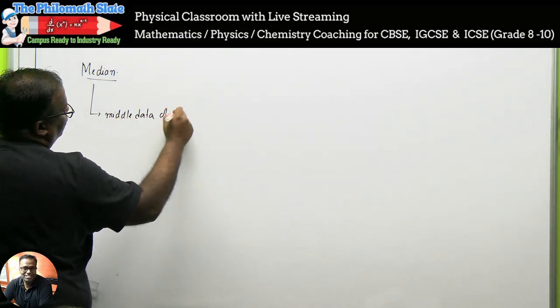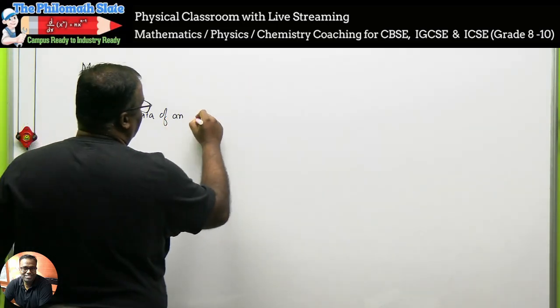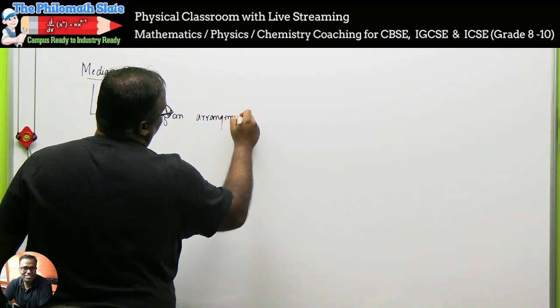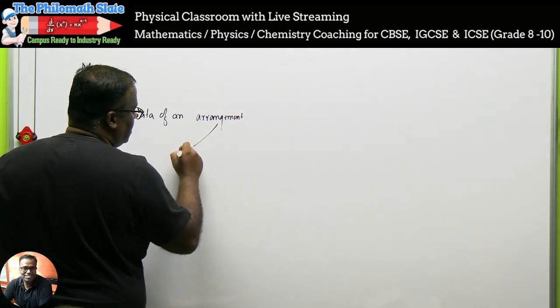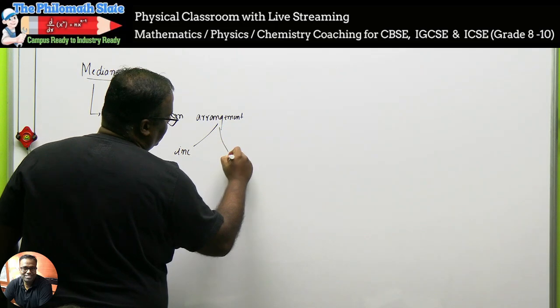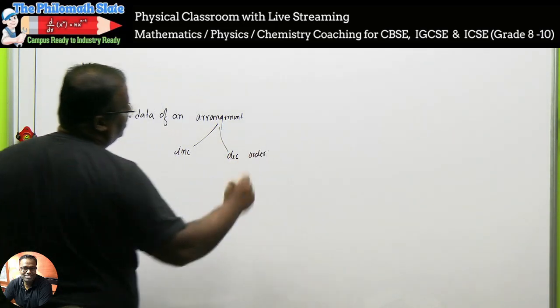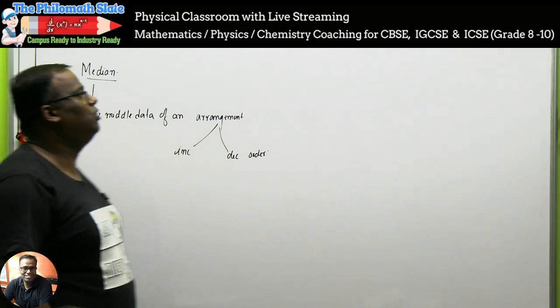data of an arrangement which can be done either in increasing order or in decreasing order. This is the kiddo definition of median.